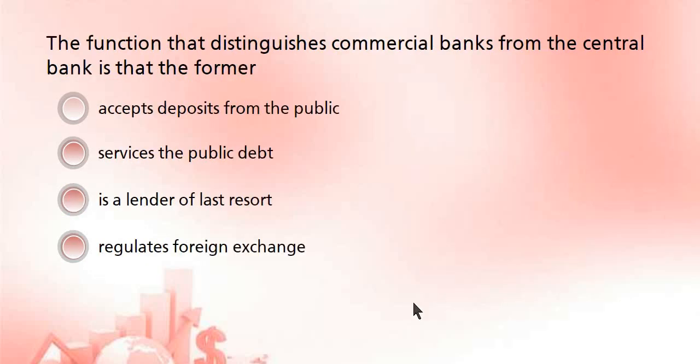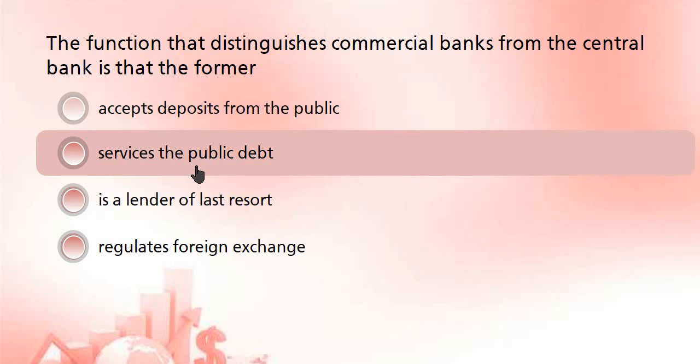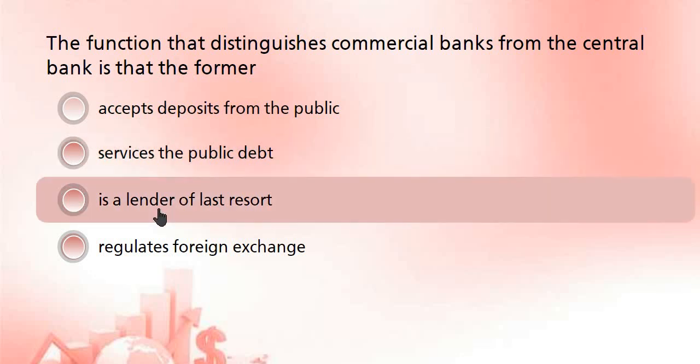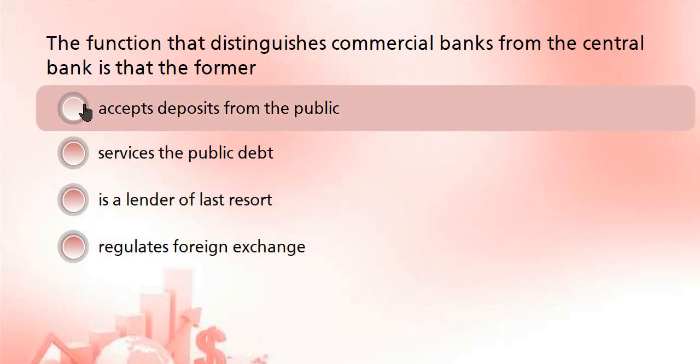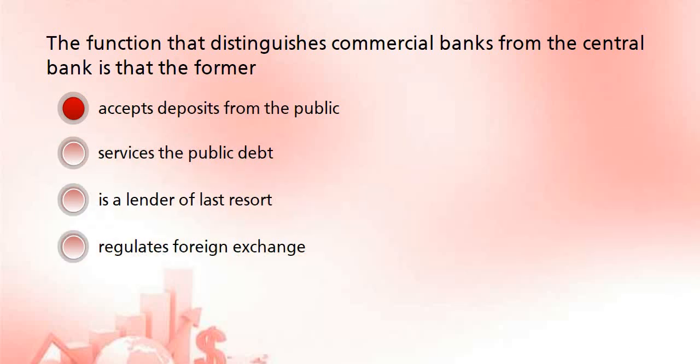Question 38. The function that distinguishes commercial banks from the central bank is that the former A. accepts deposits from the public, B. services the public debt, C. is a lender of last resort, D. regulates foreign exchange. Commercial banks are different from the central bank because they accept deposits from the public while the central bank does not. So the right answer is A, accepts deposits from the public.